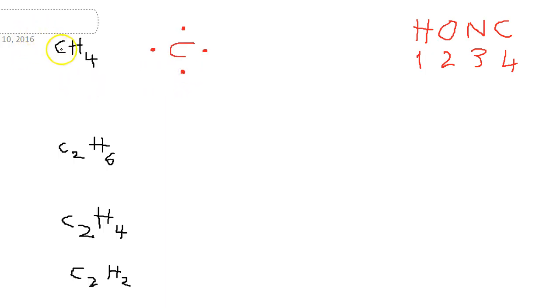Then H4, this little number means that there are 4 of whatever is in front of it, so you have 4 H. So I'm just in the process of drawing 4 H here. Remember H is 1, so each of these H has 1 electron. I'm going to write it over here.